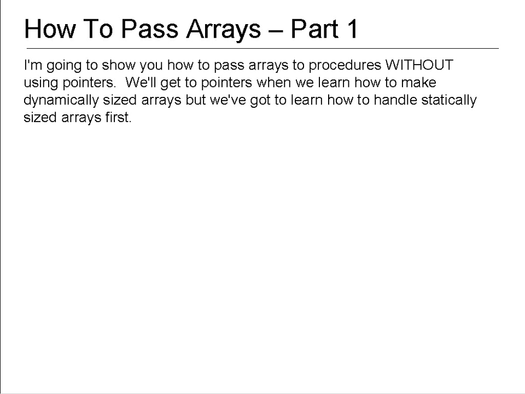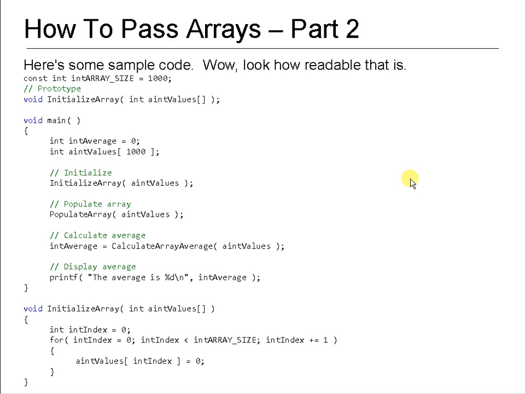We'll get to pointers when we learn how to make dynamically sized arrays, but we've got to learn how to handle statically sized arrays first. There are two syntaxes, and I'm giving you the non-pointer one first, and I want you to use that until I specifically tell you to move to the pointer syntax. Here's some sample code of how that would look, and isn't the readability just breathtaking?